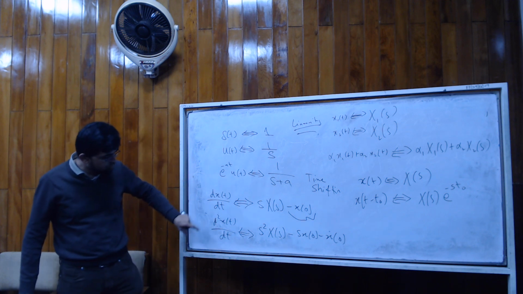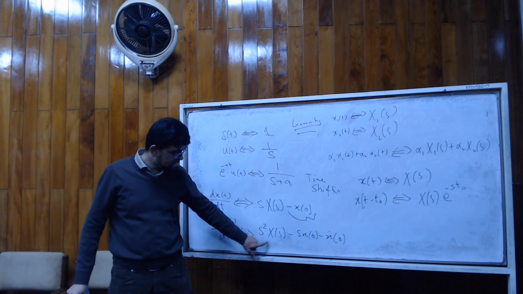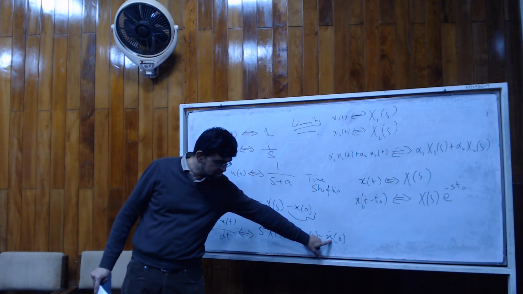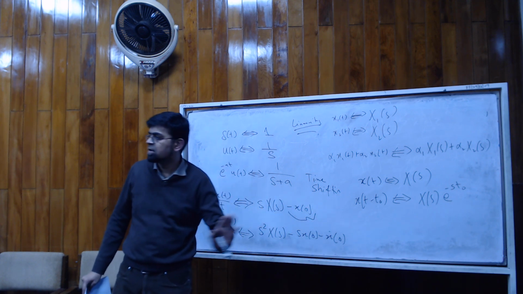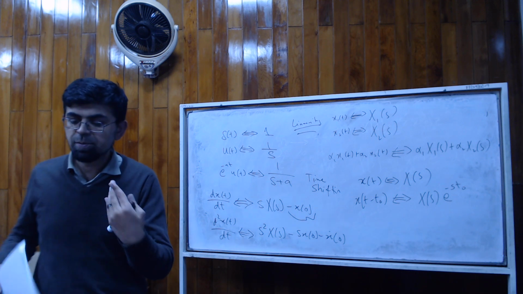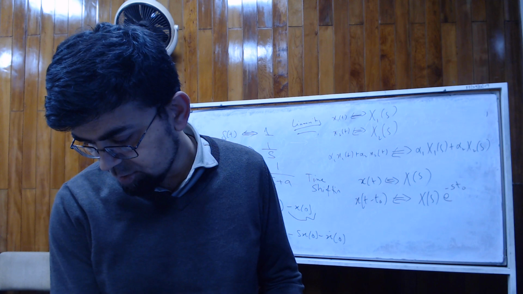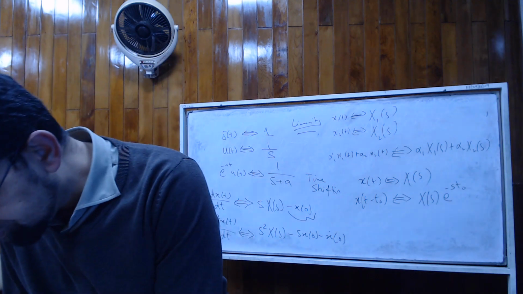Similarly, if this was cube, you will have s cube Xs minus s square x0 minus s x dot 0. So it just keeps shifting. वो आपने memorize नहीं करना, but it's just a pattern that shows up, and it has serious implications.